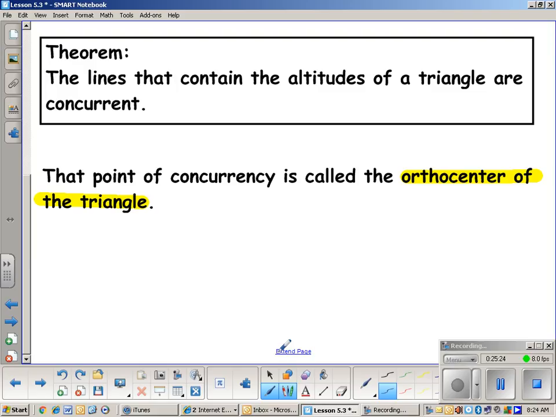The lines that contain the altitudes of a triangle are concurrent. That point of concurrency is called the orthocenter of the triangle. Okay? Sometimes those orthocenters are way out there. Sometimes they're really hard to find because you've got to draw your perpendicular altitudes a long ways to get them to meet. Sometimes they meet right in the middle, but sometimes they're way out there.